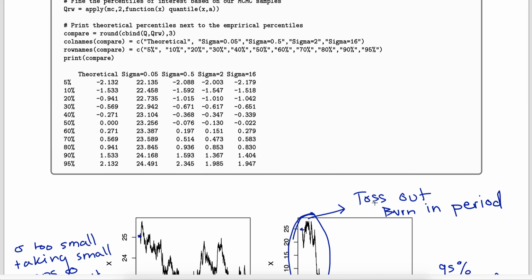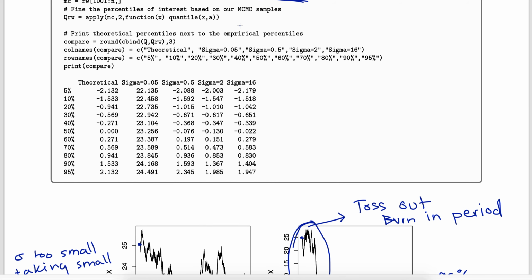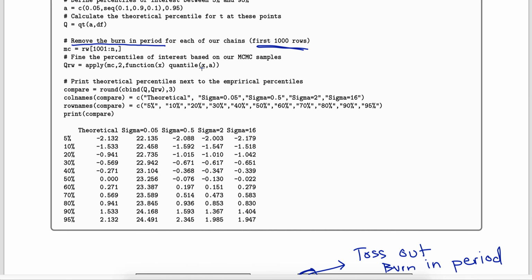So up here, that's the last part. We've tossed out, removed the samples from the burn-in period, the first 1,000 in all of these chains. And then maybe we want to see how closely they match the theoretical quantiles from the t-distribution, so 5, 10, 20, so on up to 95%. And here's the quantiles from the chains we've developed once we toss out the burn-in period.